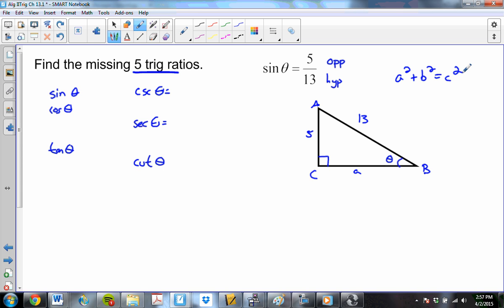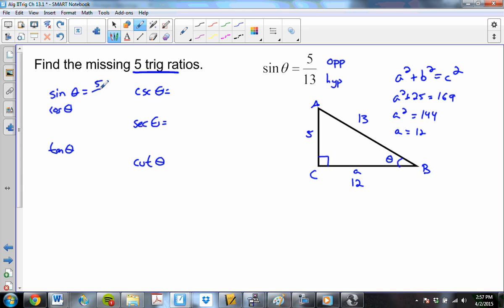A squared plus b squared equals c squared. So I have a squared plus 25 equals 169, which means that a squared equals 144, which means that a equals 12 when I square root both sides. So now I have that my a length is 12, and this is a 5, 12, 13 right triangle. Well, I can find these trig ratios now.